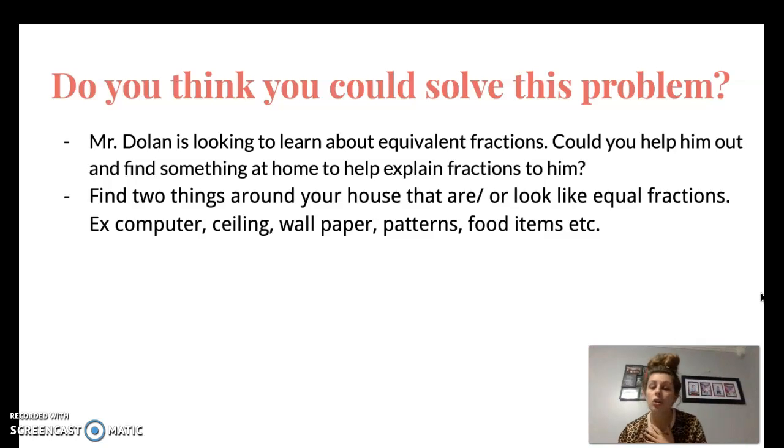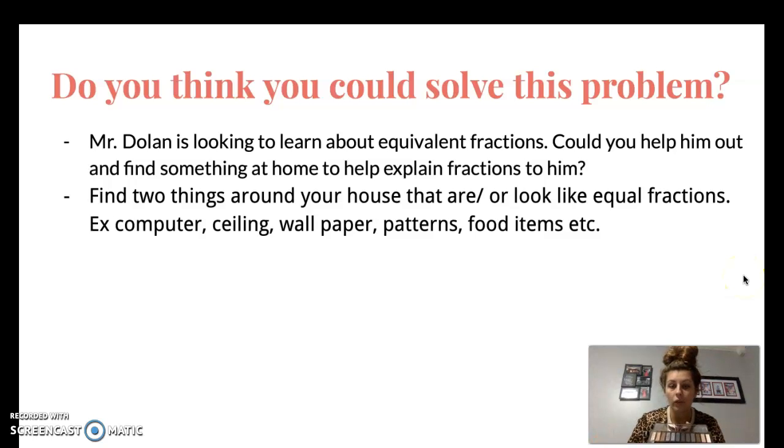Okay, so I'm going to show you my example that I found. I found my makeup palette. I'm going to save you time and save me time. There are 12 different shadows over here. If I were to cut this in half, I would cut it right here, meaning I'd have 6 over here and 6 over here. So my fraction would be 6 over 12, meaning that is an equivalent fraction. Because if I were to split this up with a friend, she would get 6 shadows and I would get 6 shadows.